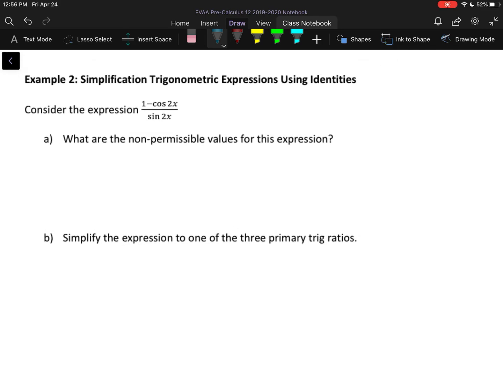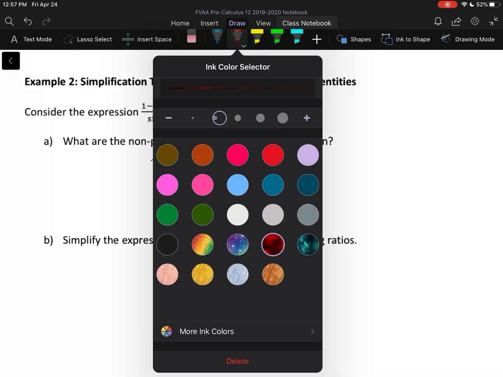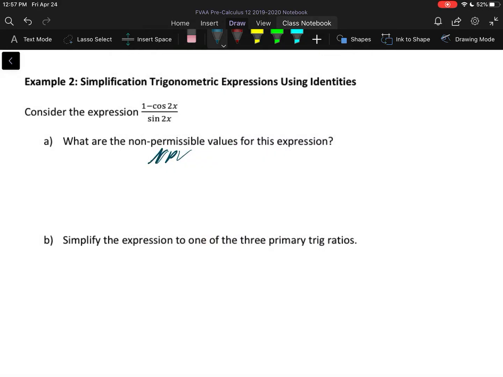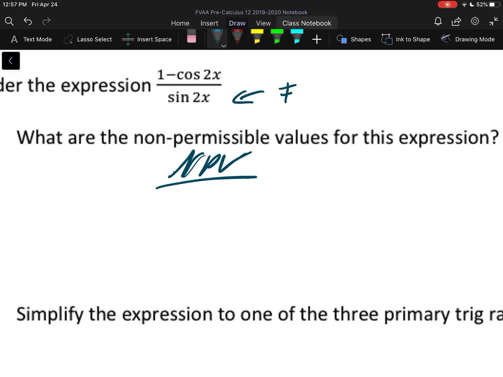For these types of problems, first we're going to look at, again, starting with our non-permissible values, NPVs, right? Oh, I have to make my pen a little thicker. In this situation, I know that my denominator cannot equal 0, or else my fraction is going to give me undefined. And so here, sine 2x cannot equal 0.